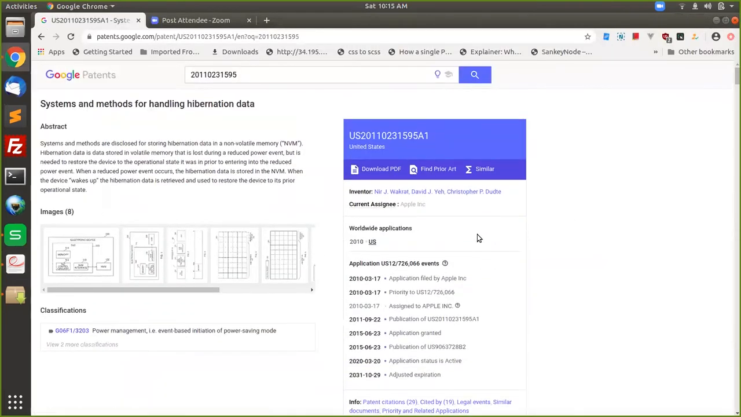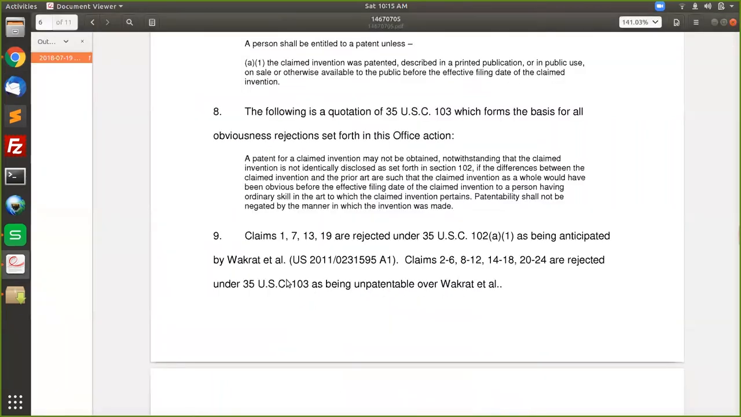Yeah. So I was searching for this patent. This is a systems and method for handling hibernation data, and it belongs to Apple. So what we can conclude from here, this patent belongs to Apple. It was cited by the examiner in the prosecution of this Intel patent.